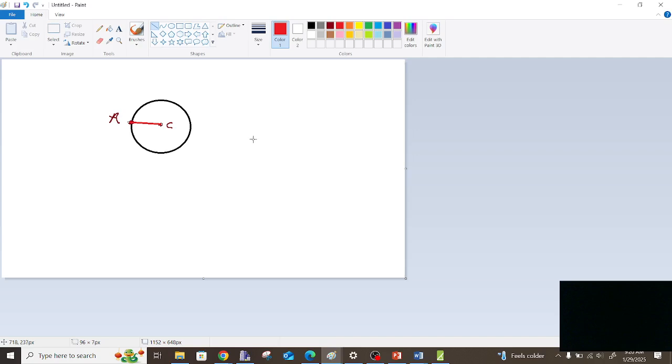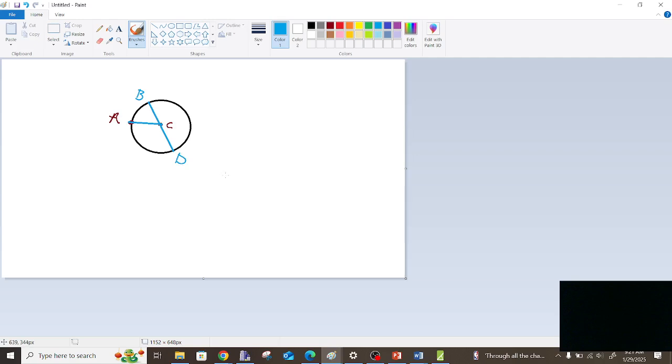What's the next one? Diameter. And what am I labeling the diameter? BD. How many diameters are there in a circle? There we go. You've learned something. Okay, so as long as it's going through the center, right, I could do it like this. And then this would be BD.